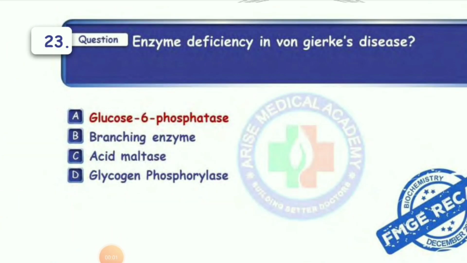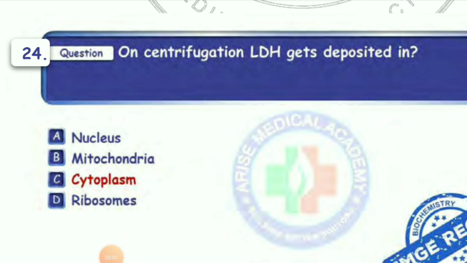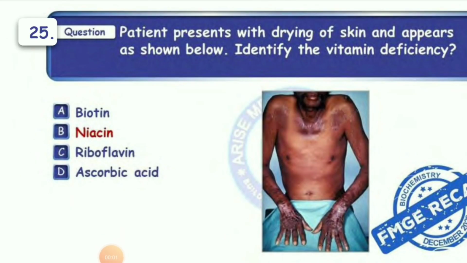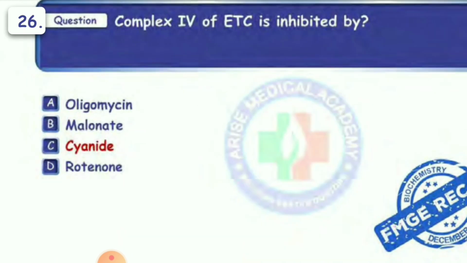Next question. Enzyme deficiency in von Gierke's disease. The answer is glucose 6 phosphatase. Next question. On centrifugation, LDH gets deposited in cytoplasm. Next question. Patient presents with drying of skin and appears as shown below. Identify the vitamin deficiency. Vitamin B3, niacin. Next question. Complex IV of ETC is inhibited by cyanide.